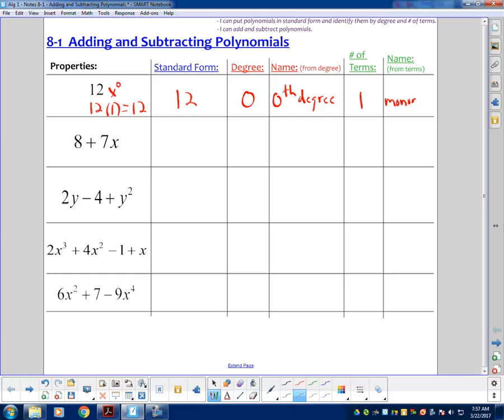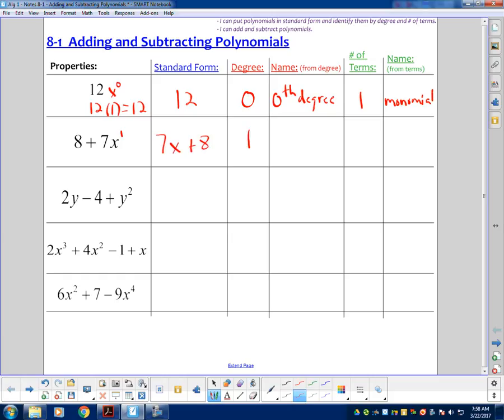Now, within the class of polynomials, which means many terms, terms are separated by plus or minus signs. A monomial is considered also a polynomial, so it's a special single term that's part of the class of polynomials. Second one here, we have 8 plus 7x. To write it in standard form, we're going to write it from highest power term to lowest power term. Since there is an unwritten 1 on the x, that is the highest power term, so it's 7x plus 8.